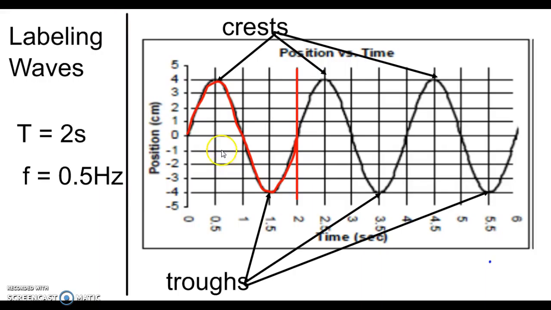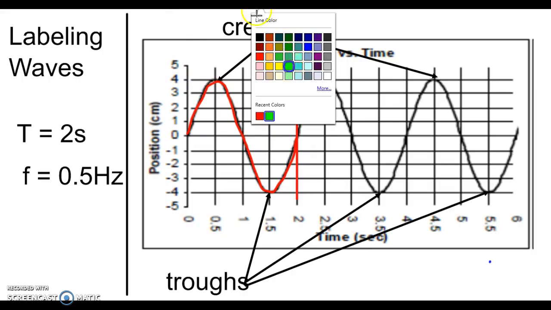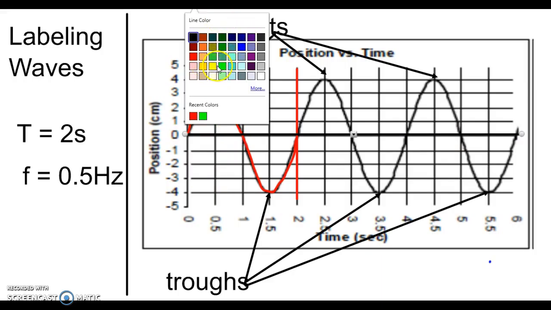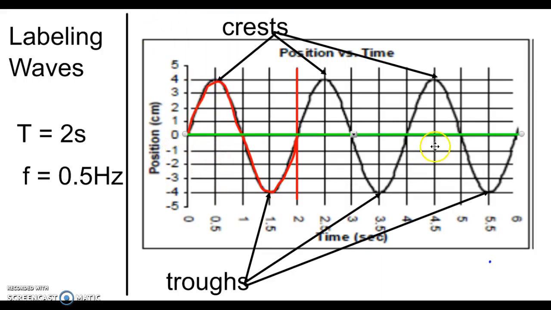The next thing we need to do is use blue to label the amplitude. The amplitude is how far above or below equilibrium the graph goes. And we'll label equilibrium and amplitudes on the next few pages here. But I'm going to label the equilibrium line on here in green. It's the 0 line. So let's try that. So that's our 0 line.